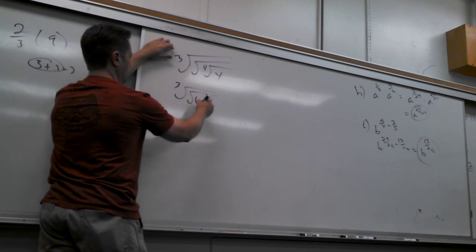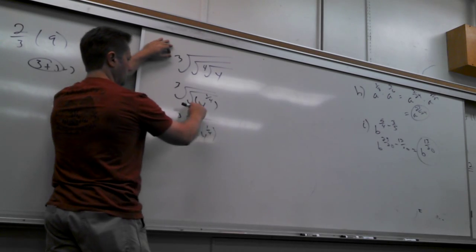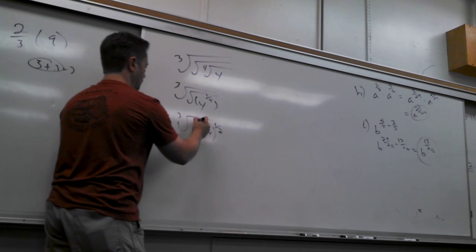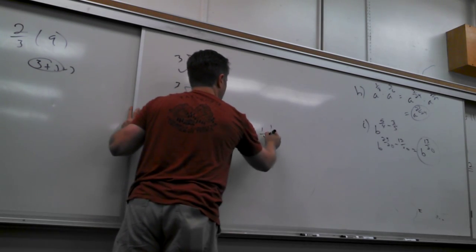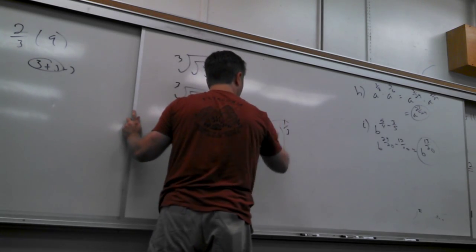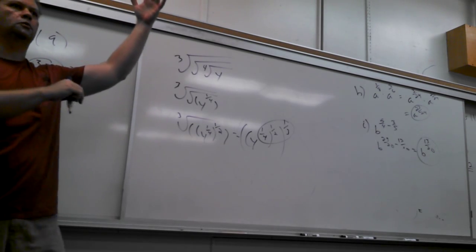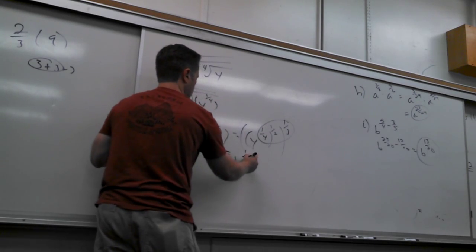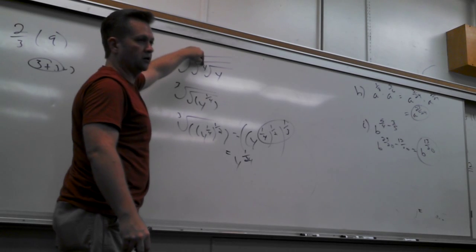Because a fourth root of y is y to the 1/4. Now what's the square root of something? It's that thing to the 1/2. Is that cool? And what's the cube root of something? It's that thing to the 1/3. And of course, what do you do with all those? Multiply, because when you raise a power to a power, you multiply. So it'll be y to the 1/24.